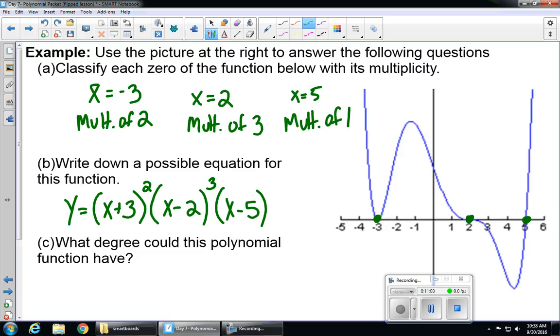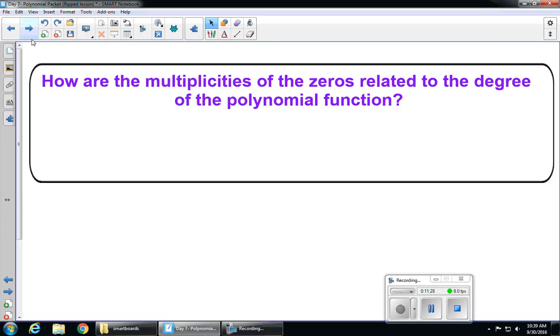So now part C says, what degree could this polynomial function have? Well, we know that the degree matches our multiplicity. But now, since we have multiple different pieces, we're going to add all of our multiplicities together. So 2 plus 3 plus 1 gives us a 6th degree function. So just so we can recap that, how are the multiplicities of the zeros related to the degree of the polynomial function? We add all of our multiplicities together to get the degree.